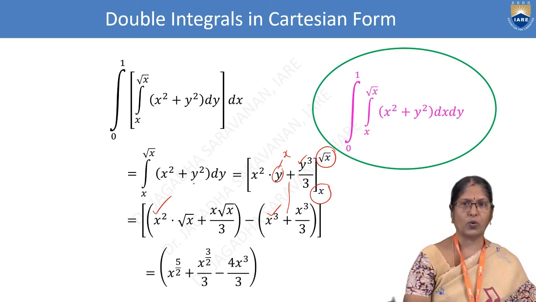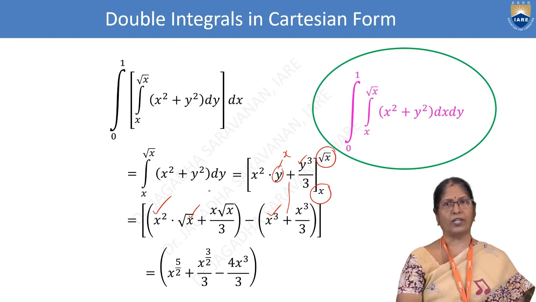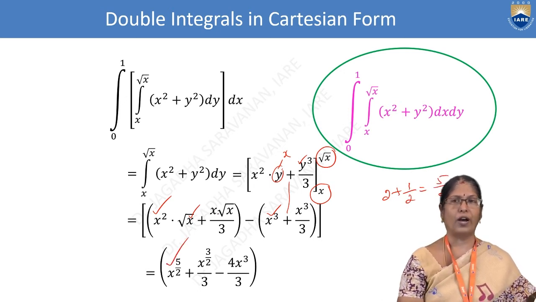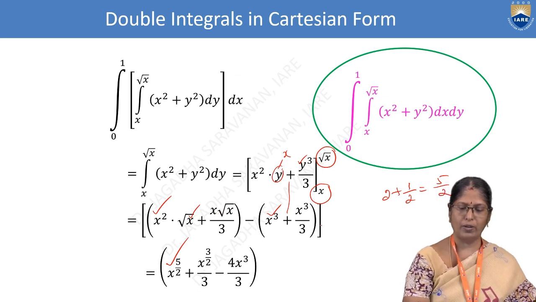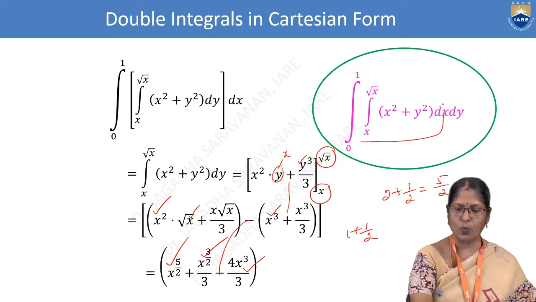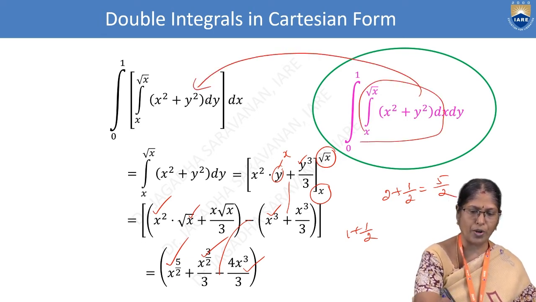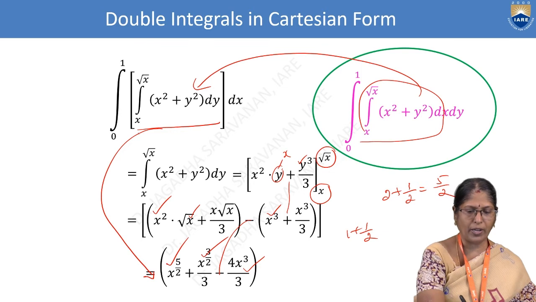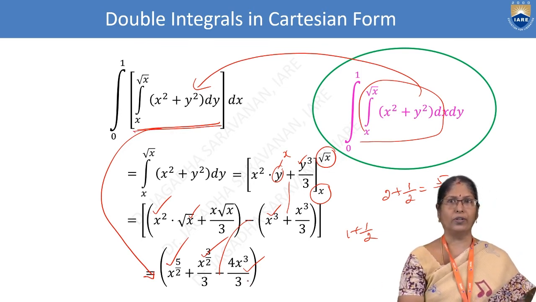Now here x square is there. Here x has power 1 by 2, so 2 plus 1 by 2 equals 5 by 2. So x power 5 by 2 plus x power 1 plus 1 by 2 equals x power 3 by 2. This minus sign as it is, 4x cube by 3. So the interior integration from the question, according to the limits we modified and integrated, we got this result.